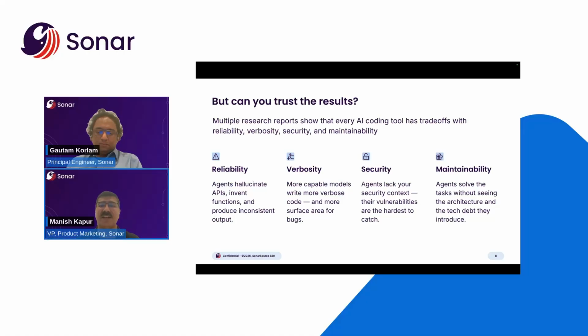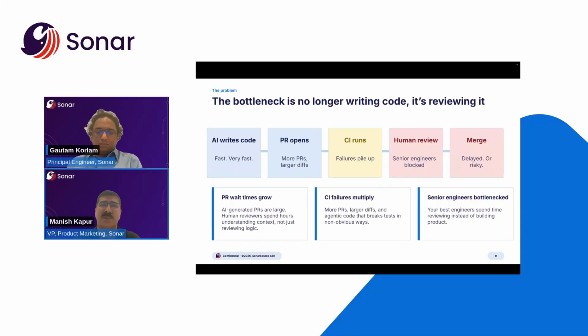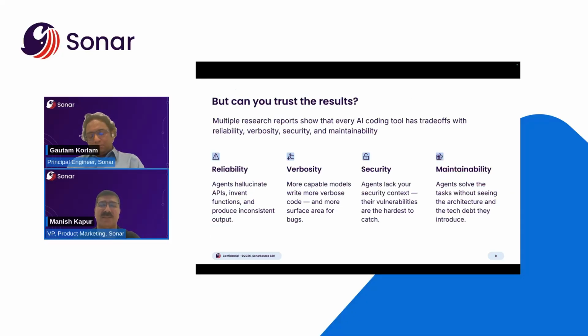Security is another issue which we are seeing. Models don't know your security context. They don't know about your secret handling approach. They don't know about some of the things that are tied specifically to your coding requirements. And that's what makes them hard to catch. And then, of course, because the volume of code that is being produced is so much, you always see architectural issues. Customers are already seeing tech debt in their code base that has been generated by AI agents. So while they produce functional code, there are some side effects. Next slide.